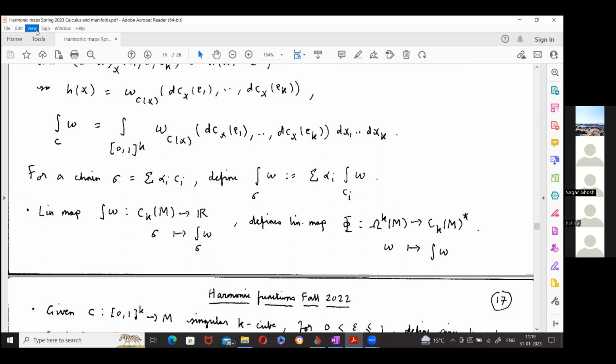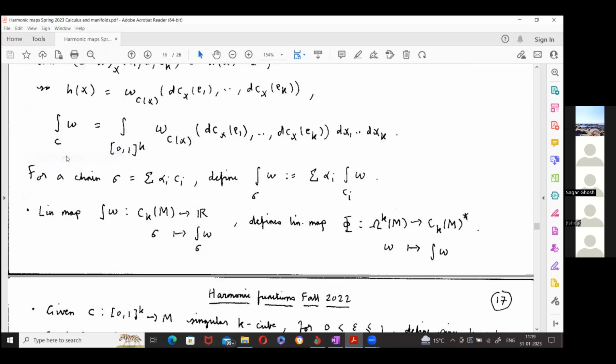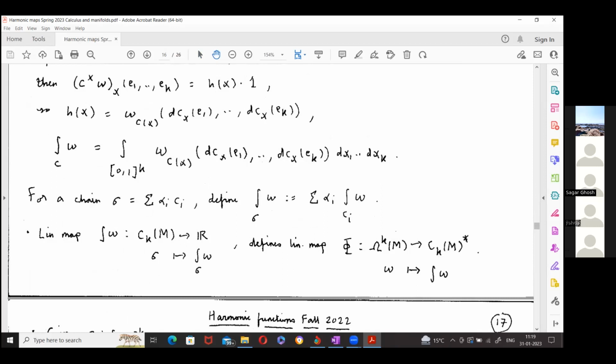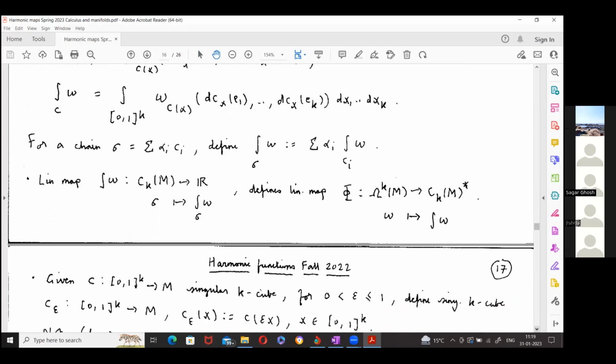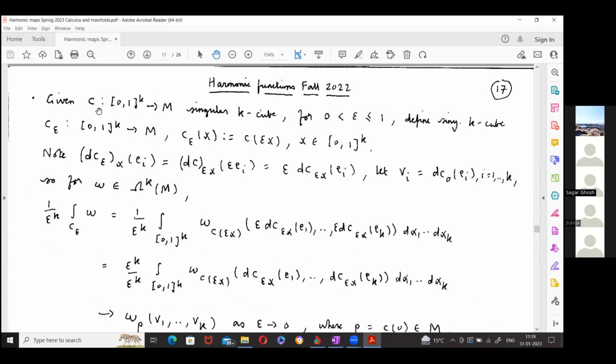Now the claim is this linear map is one-to-one, so that the k-forms are actually going to be identified with a subspace of the k-cochains. So how do we see this is one-to-one? We can see that as follows. Given a singular k-cube C, for epsilon between 0 and 1, we can define a singular k-cube C_epsilon. C_epsilon of x is just C of epsilon x.